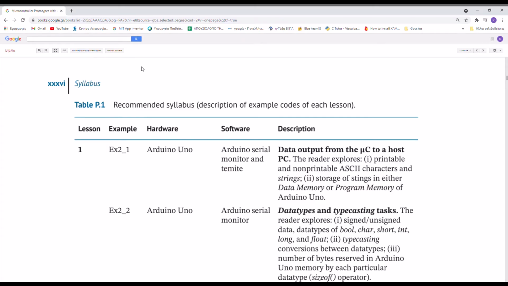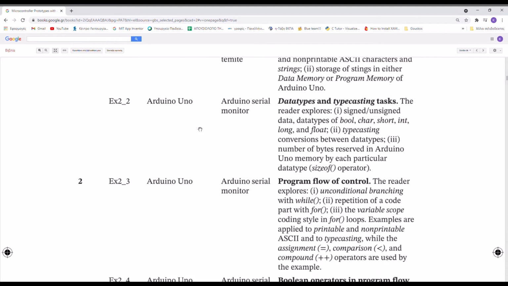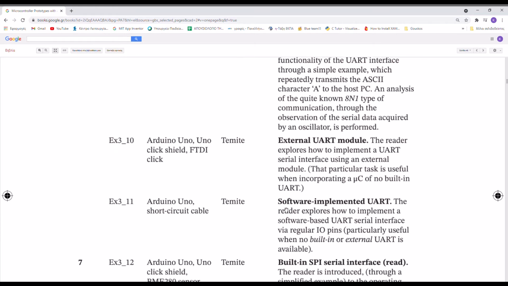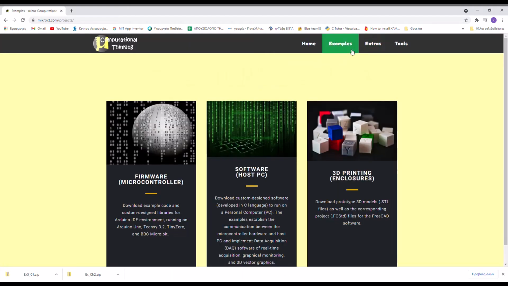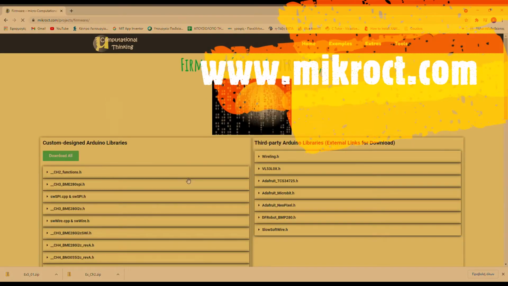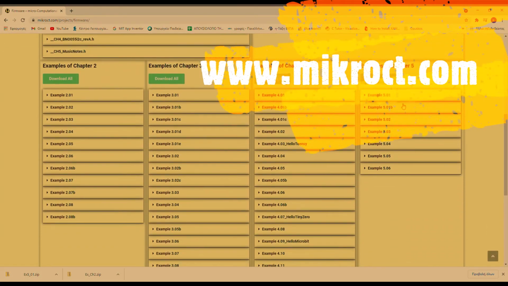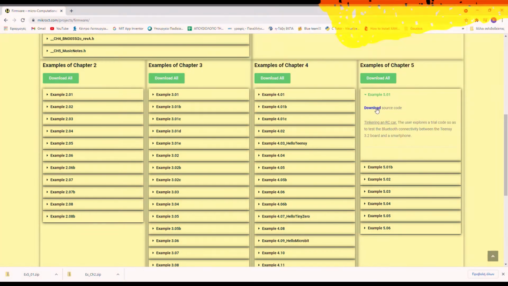As an educator, take advantage of the recommended syllabus of 15 different lessons, providing information about the utilized hardware and software tools needed to explore each particular practicing example, as well as what readers can expect to learn by each session. Make use of the accompanying website www.microct.com to download the functioning source codes.